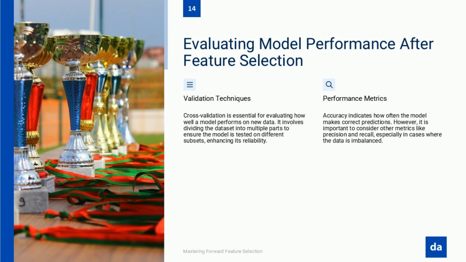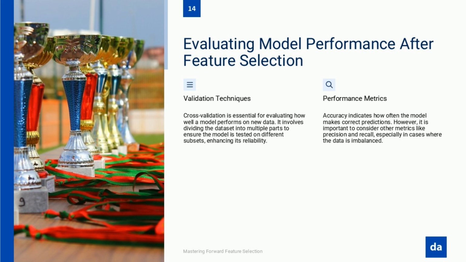But here's the problem. Accuracy alone can be misleading, especially if the dataset is imbalanced. If you're predicting fraud and only 1% of transactions are fraudulent, a model that just predicts "not fraud" every time will still be 99% accurate, but completely useless. That's why we need more than just accuracy: precision and recall.